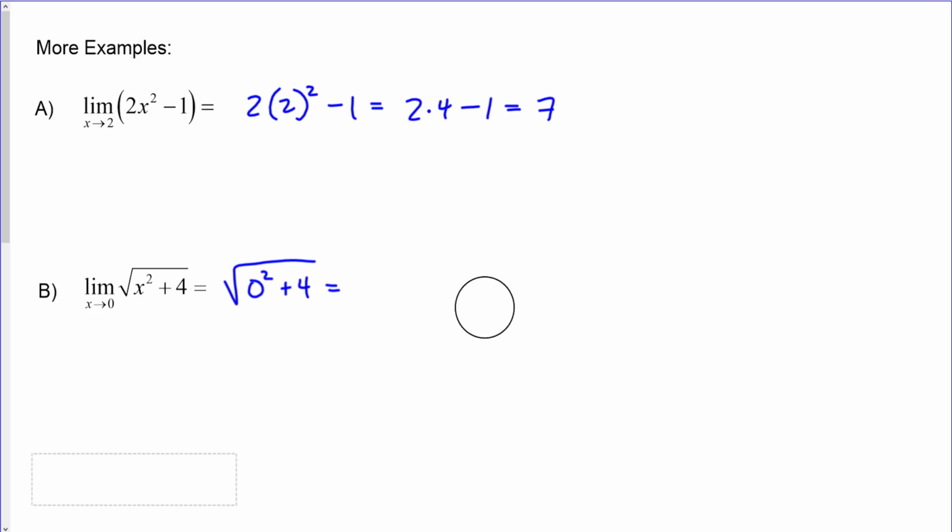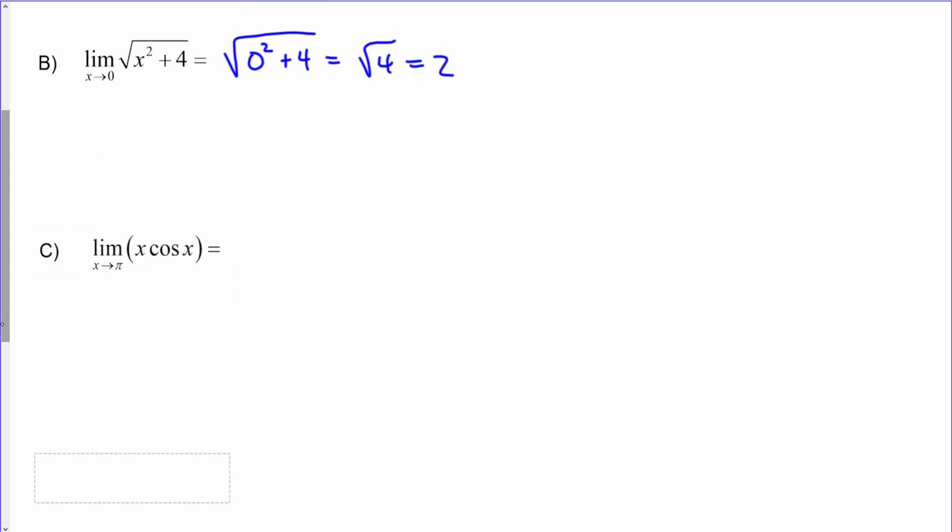All right, and next up, the limit as x approaches pi of x times cosine x. So x is a continuous function. Cosine x is a continuous function. So let me just plug in pi and see what happens. So this would be pi times the cosine of pi.